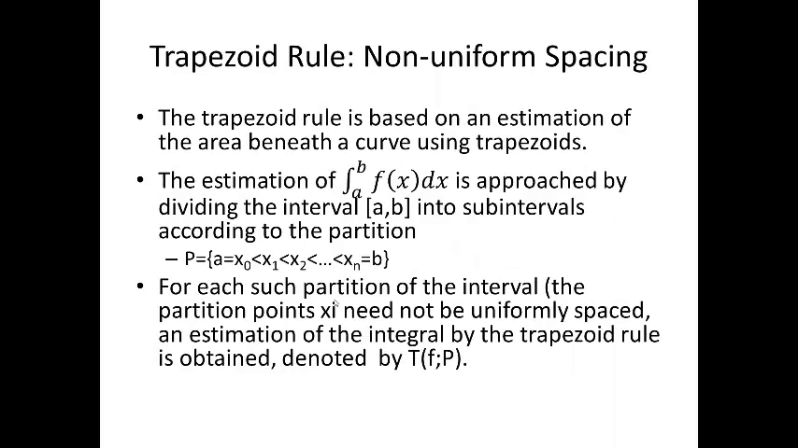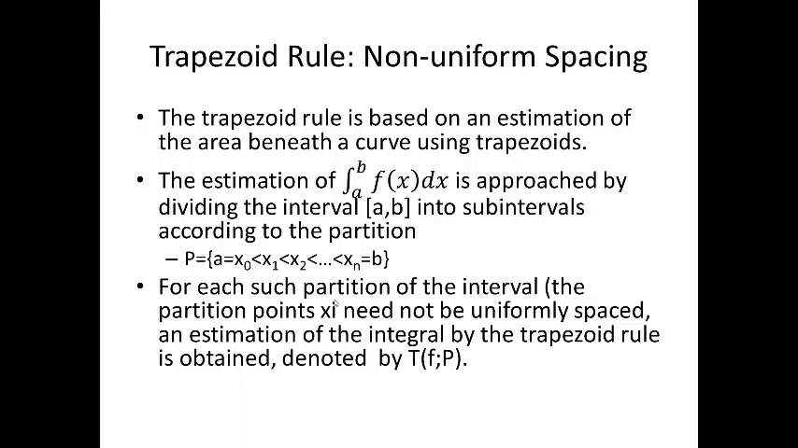The trapezoid rule takes advantage of this area under the curve, and is based on an estimation of the area under the curve using trapezoids. Moreover, it's an important ingredient in something called the Romberg algorithm that we're going to take a look at in the next section. Now, the estimation of the integral from a to b of f of x dx is approached by dividing the interval [a, b] into several subintervals, say n of them. And then for each such partition on the interval, the partition points x_i need not be uniformly spaced. Now we'll cover non-uniform and uniform spacing.